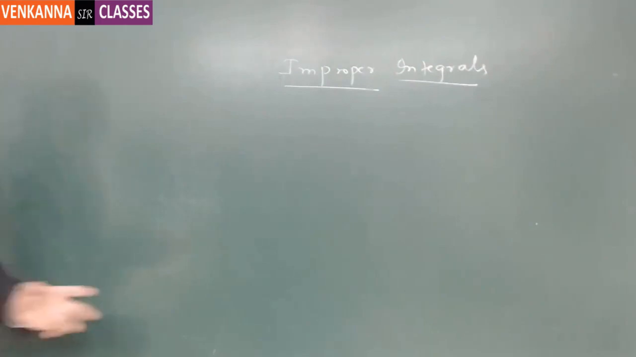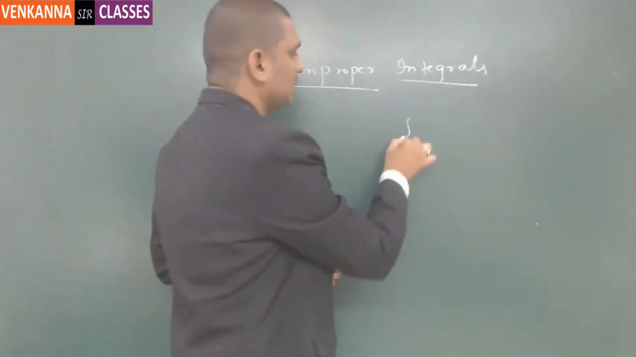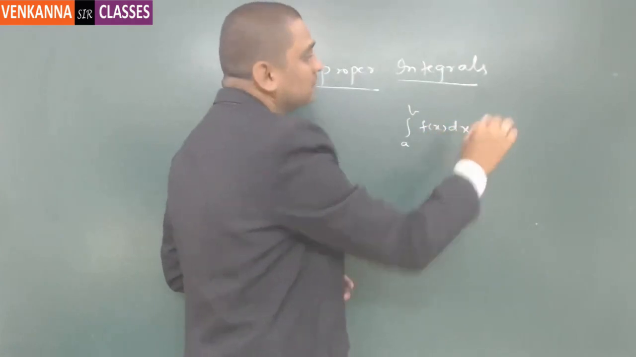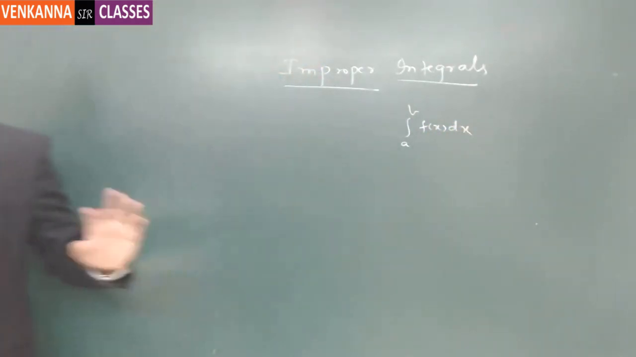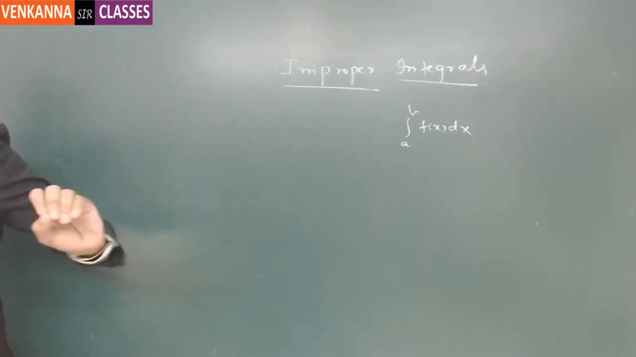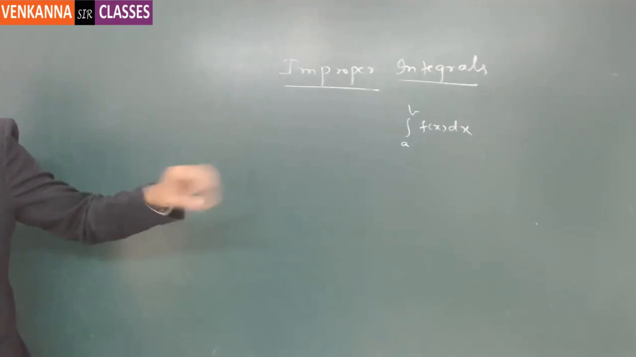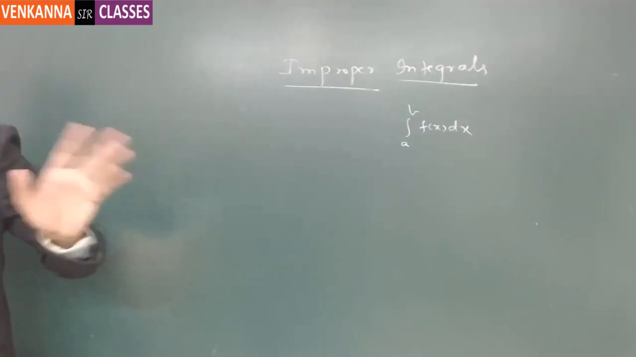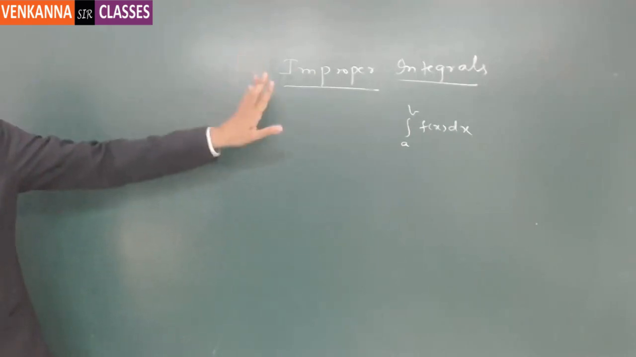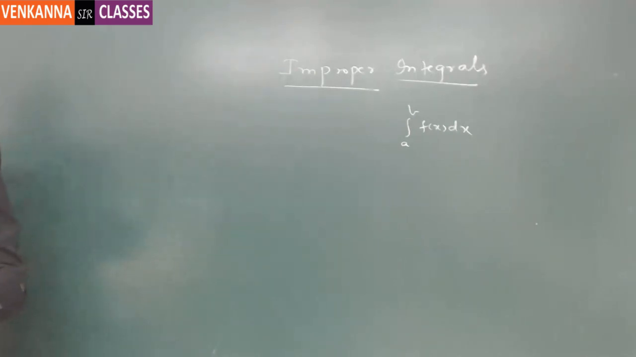So let us take the integral from a to b of f of x dx. So just forget about the whole thing of Riemann integrability. We are not at all using that chapter here. You forget about limits, continuity, differentiability, integrability, everything. We are simply learning a new chapter. It is just like calculus, improper integrals, right?